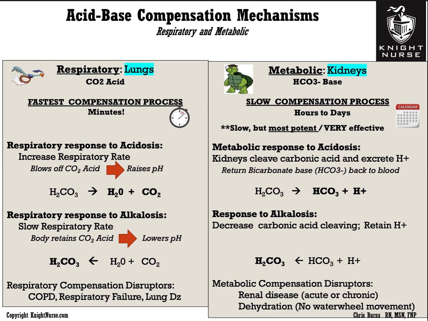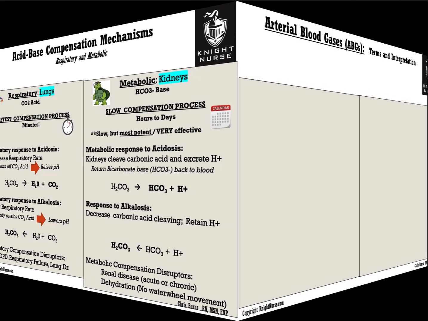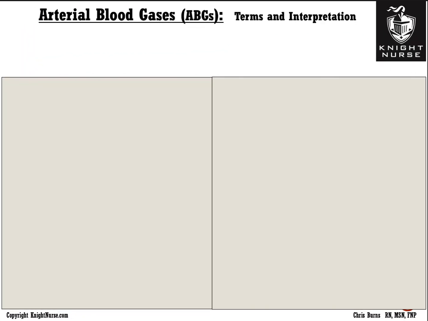Disruptors of metabolic are renal related, and that can be renal disease, both acute or chronic, or it can be dehydration, because if you have dehydration, you're not moving the water wheel. You're not moving the glomerular filtration rate. You have to think of the kidney as having constant flow going through it, and that constant flow is like a water wheel that's spinning and making power. If you don't have that, the sawmill isn't going to work. All right? So remember that. If the kidney function isn't good, then your bicarbonate isn't good.